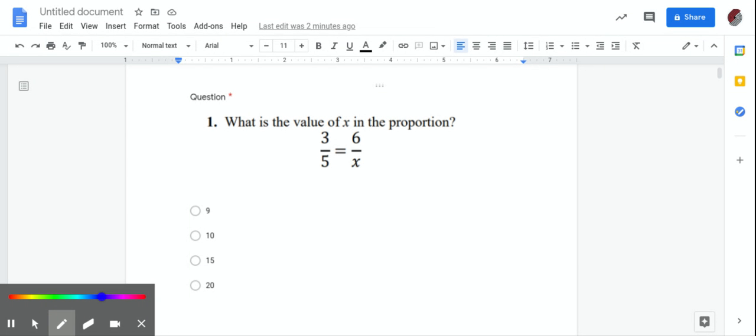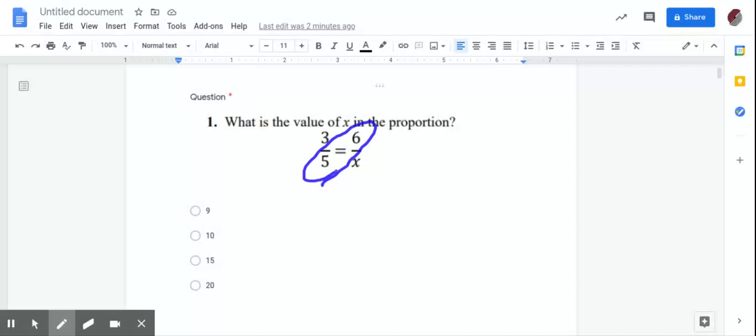Unit 2, test retake. What is the value of x in the proportion? Question number 1. So I'm going to identify that I have a proportion. I've got 3 over 5 equals 6 over x. So I'm going to use cross products to solve this problem.